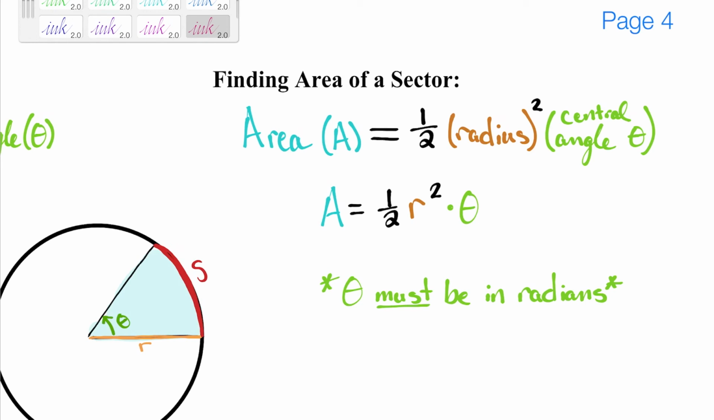Anyway, in order to find the area of the sector, we're doing half times radius squared times the central angle. And again, the central angle must be in radians. Must be in radians. You're going to have nightmares now.